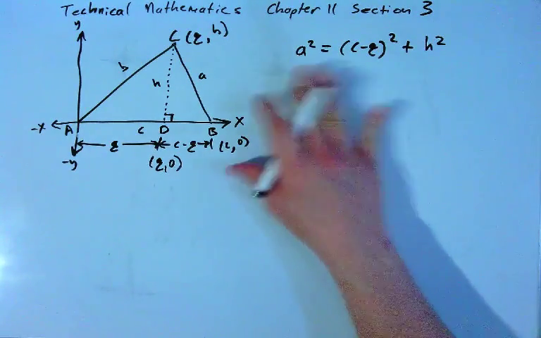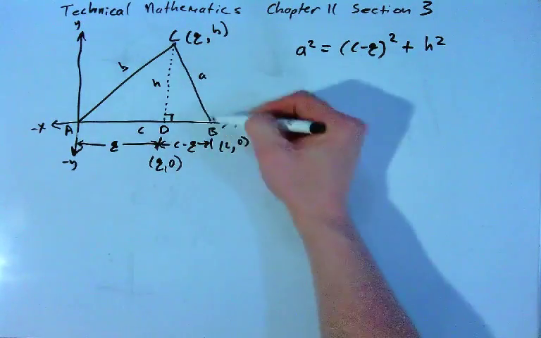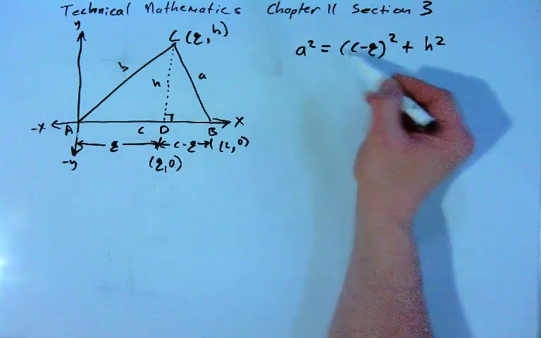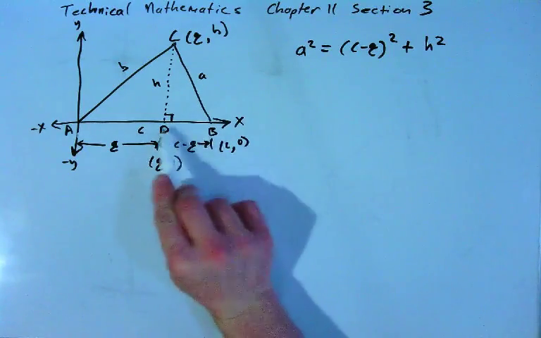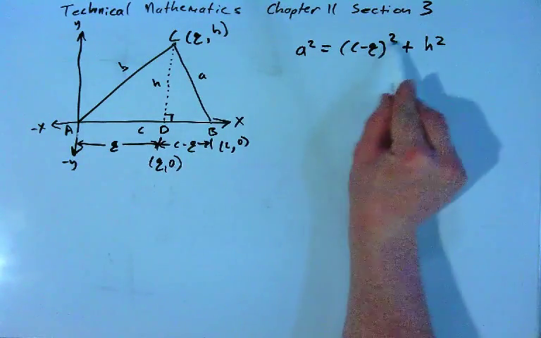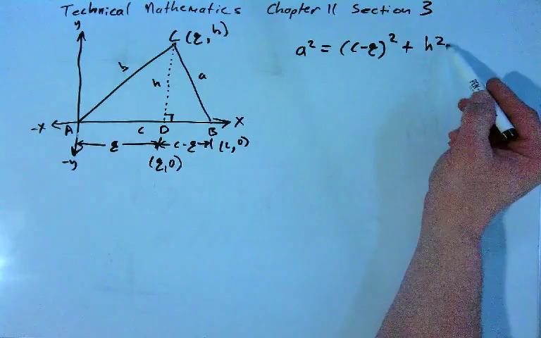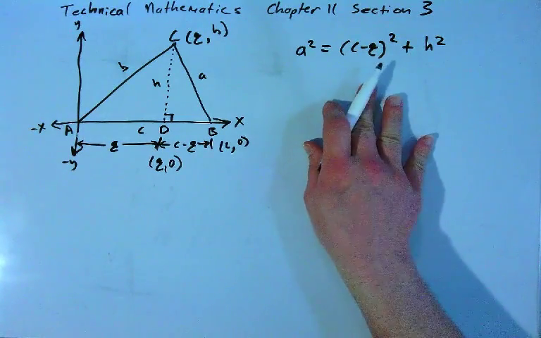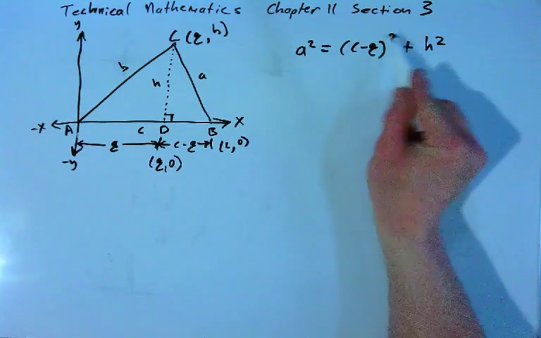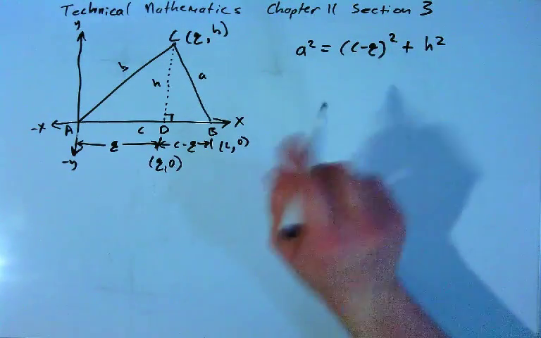Okay. And so I have the Pythagorean theorem written out for this triangle, right? The hypotenuse squared, which is a squared, is equal to the squares of the other two sides added together. The length of this side is c minus g, so that's being squared. The length of this side is h, so that's being squared. And now I want to work this out some, and I want to FOIL this out. Let's FOIL this out.